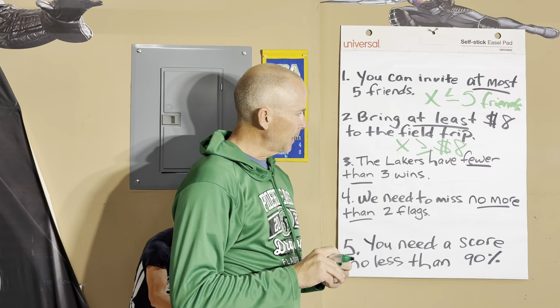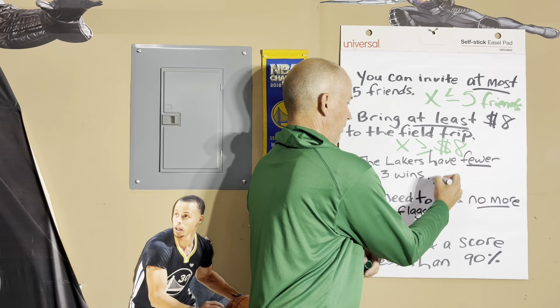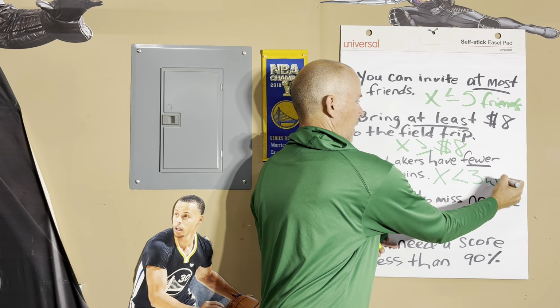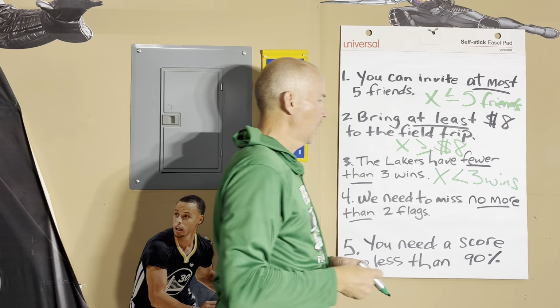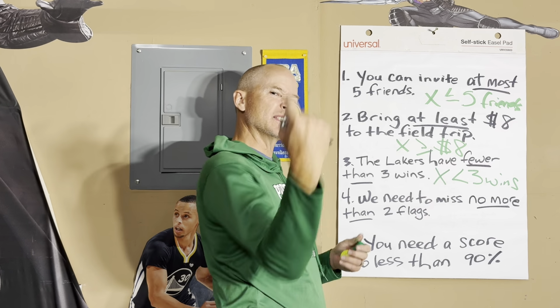Doesn't matter. The Lakers have fewer than 3 wins. Fewer than 3 wins. They have fewer. They could have 1 win. They could have 0 wins. But they can't have 3 wins because they have fewer, which is less than.